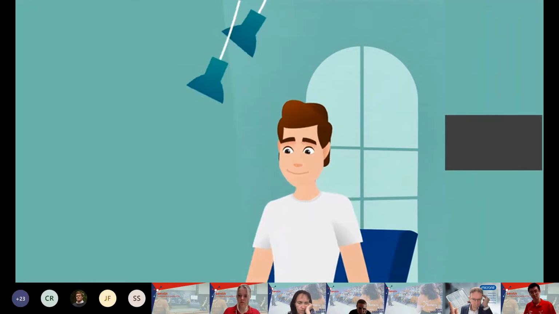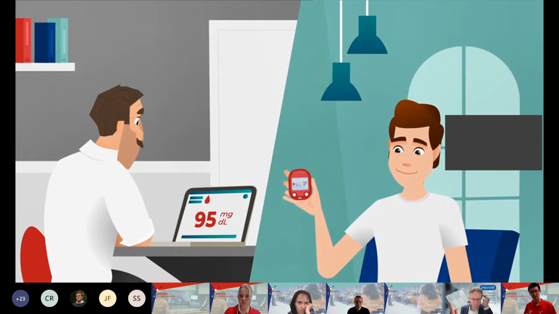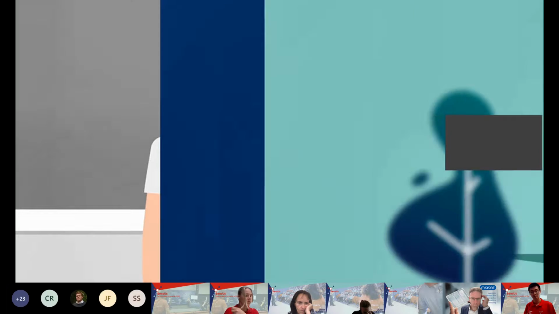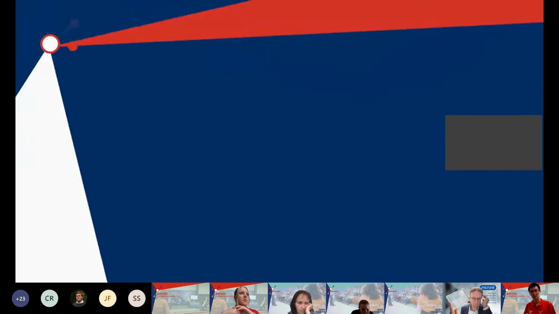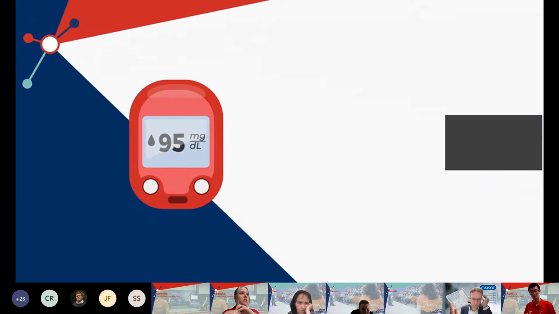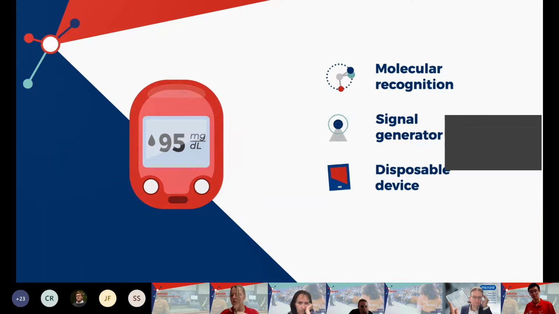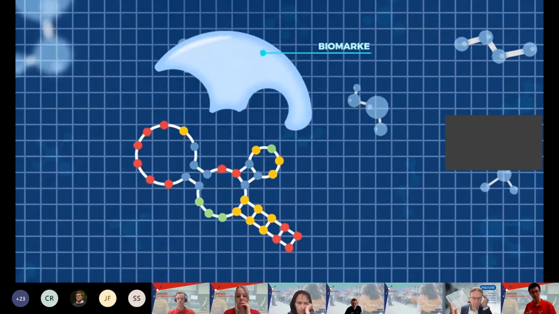With a biosensor, patients and doctors immediately get the information they need in order to optimize treatment, reduce unnecessary hospital visits, and enable self-management of health and disease. A biosensor consists of 4 major components: a molecular recognition process, a signal generation process, a disposable sensor device, and a reader instrument. Recognition molecules in the biosensor bind to the biomarkers.